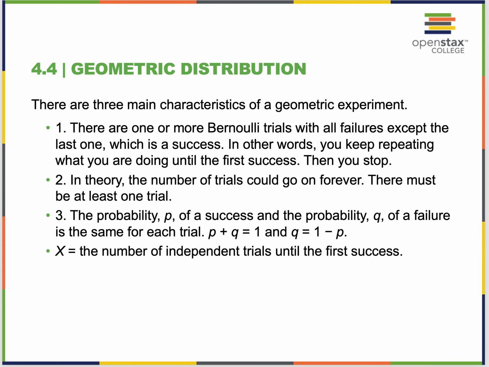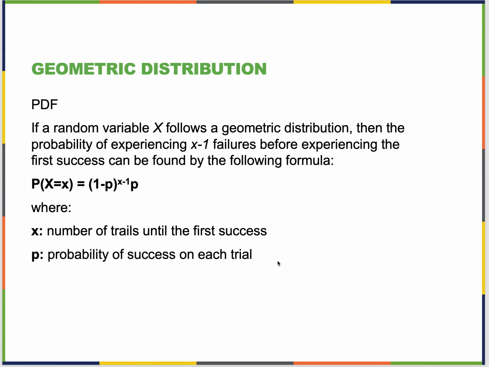If you were to flip a coin and your first head would be on the 1,001st flip, that would be very unlikely. So the probability P of a success and the probability Q of a failure is the same as in any Bernoulli trial, and is the same as it was in the binomial distribution, which was a series of Bernoulli trials. So P plus Q must be equal to 1. So the probability of the thing I'm not interested in is 1 minus P. X equals the number of independent trials until the first success.